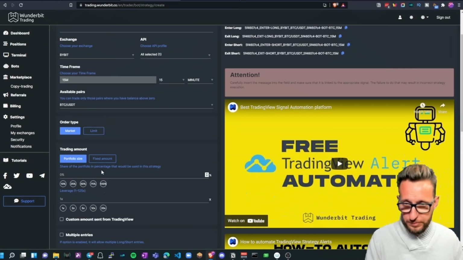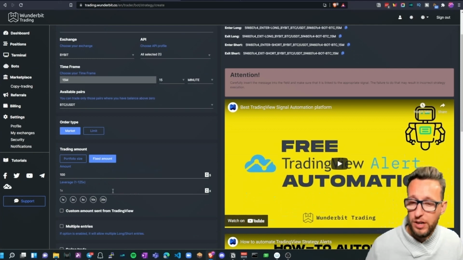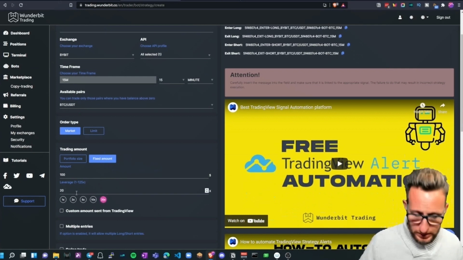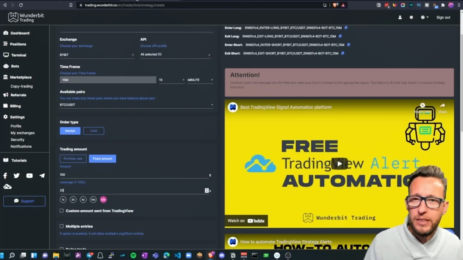Portfolio size, I'm going to put a fixed amount of $100. Remember, you'll be losing 1.5% times the X in leverage of that $100. We're going to be using, I believe it was, 25x leverage. Let me come back here and have a very quick look. Leverage was 25x.